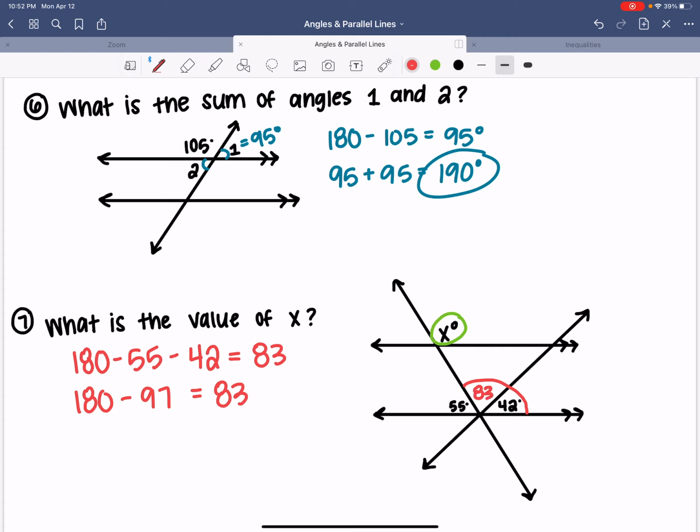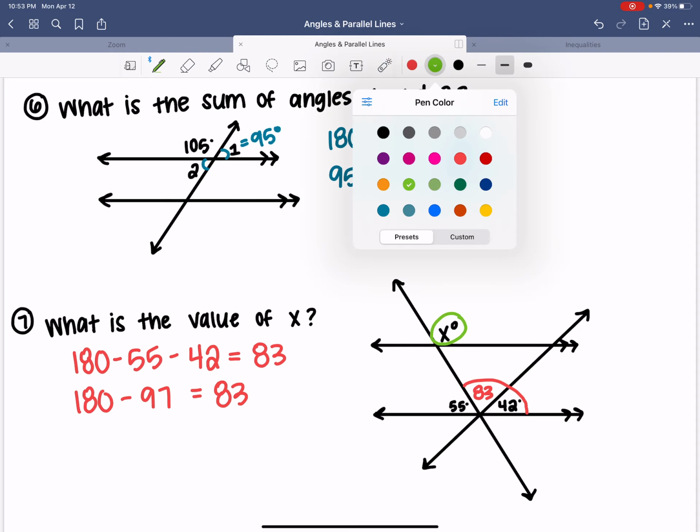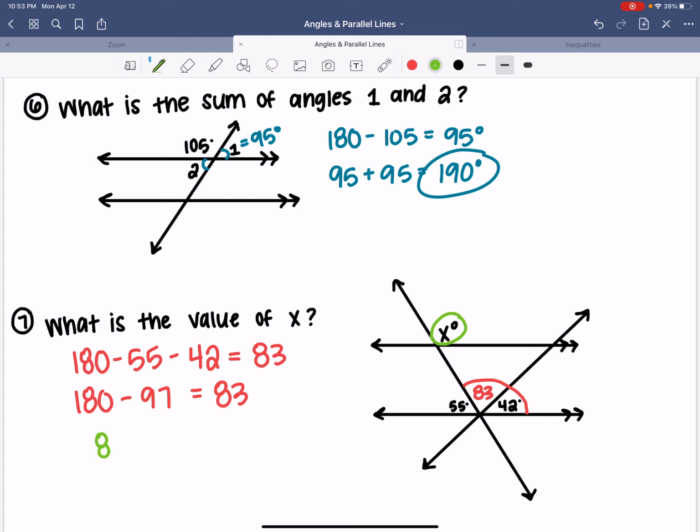All right, so now we want to find angle x, and again we're going to do that by seeing that angle x corresponds to this angle here. So we need to add together 83 and 42 to find that angle measure. All right, so let's see, 83 and 42 would be 120 plus 5, so 125 would be the measure of x.